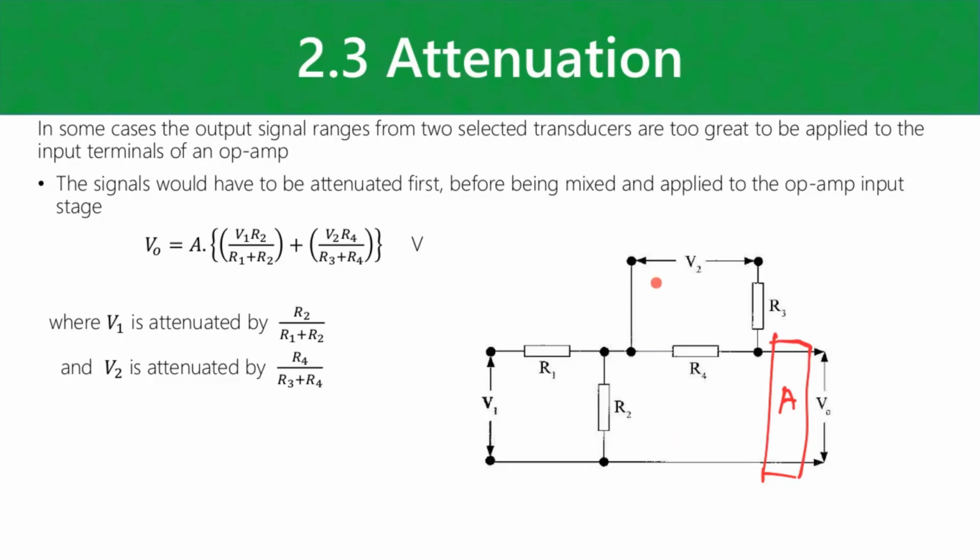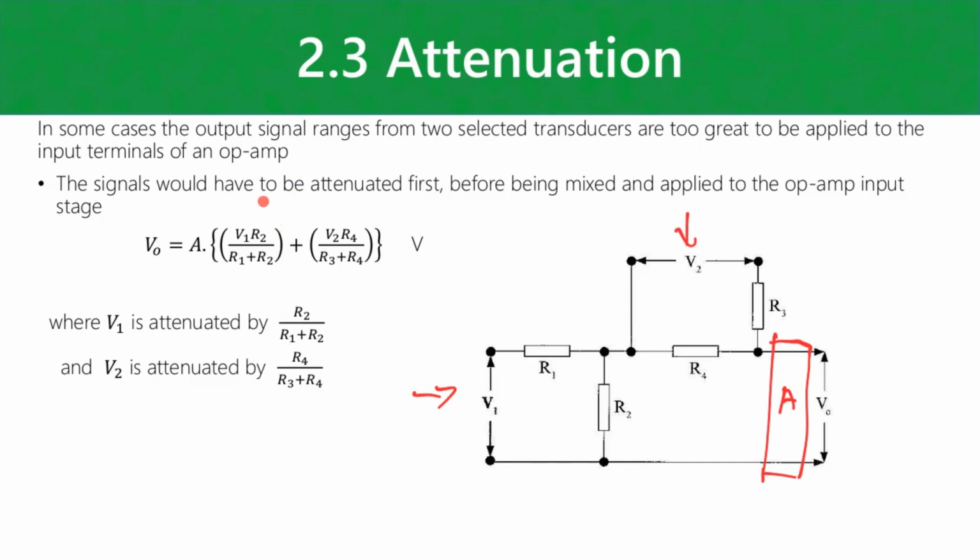As you can see, we have two signals coming in from two different sensors or transducers. We typically do this if the two signals together would be either too high in voltage or would saturate your amplifier if you just applied the signals to it. So these signals need to be attenuated first before we can do anything with them.